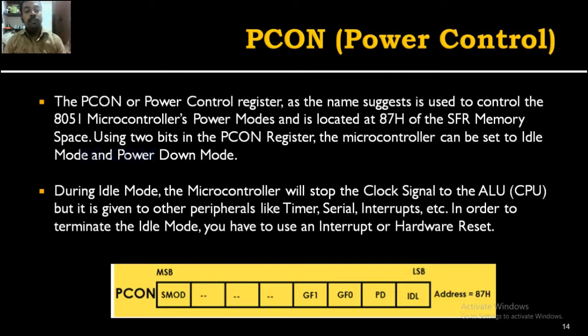During the idle mode, the microcontroller will stop the clock signal to the ALU, but it gives the clock to other peripherals like timer, serial port, interrupt, etc. In order to terminate the idle mode, you have to use an interrupt or hardware reset. Okay, right? So in idle mode, the 8051 microcontroller uses very little power. Okay, so this is controlled by the PCON register. So this is the PCON register, that is 8 bits. Okay, idle mode, okay, power down mode, then GF0, GF1 and SMOD.